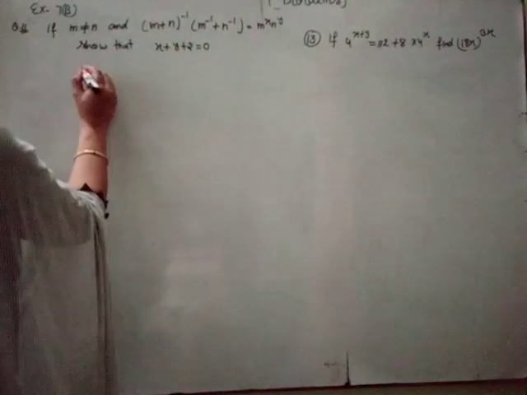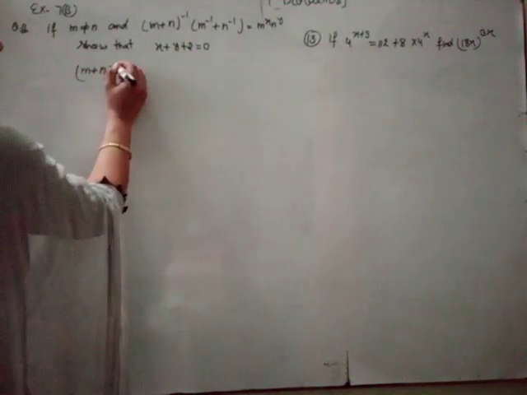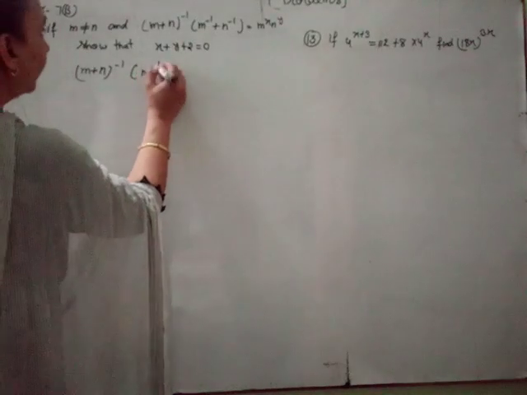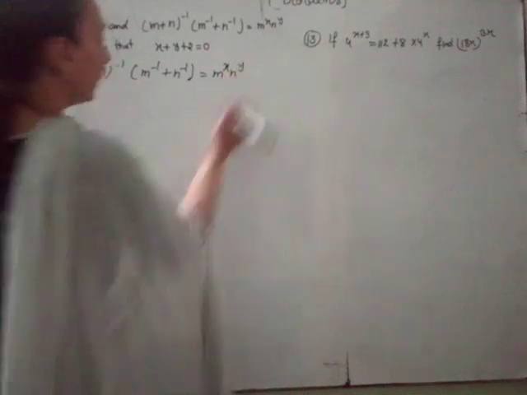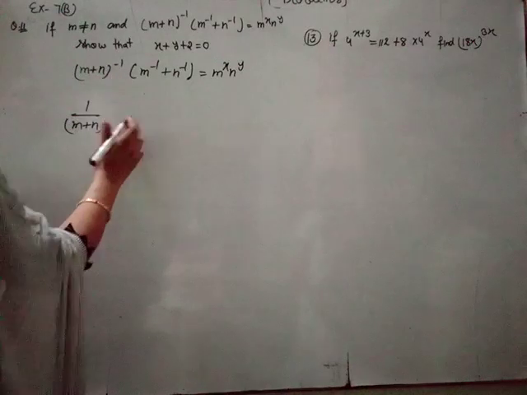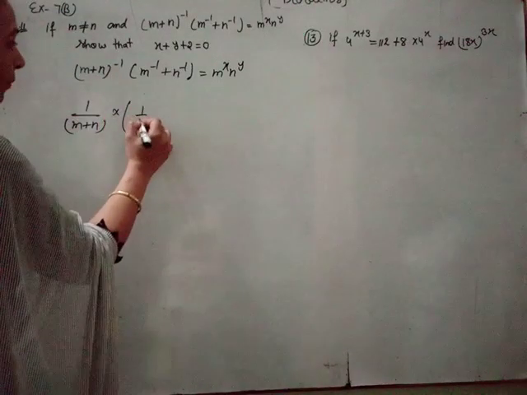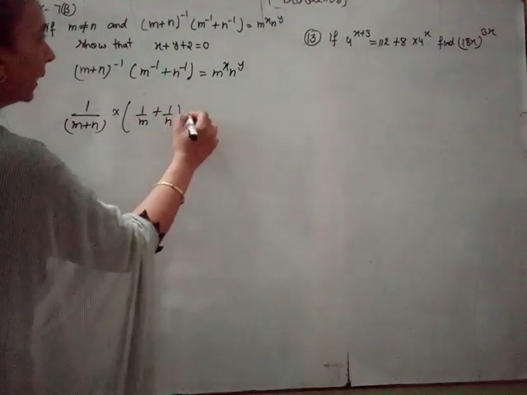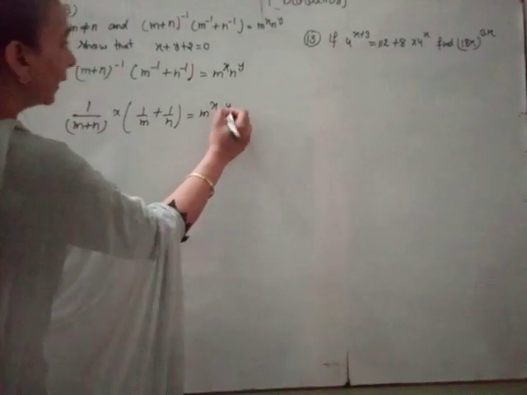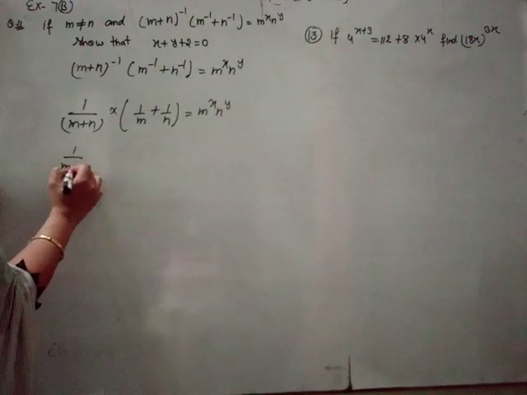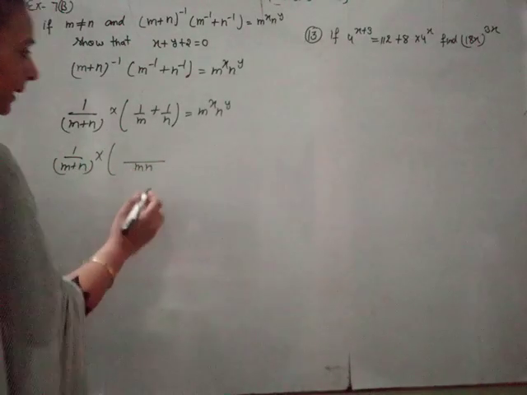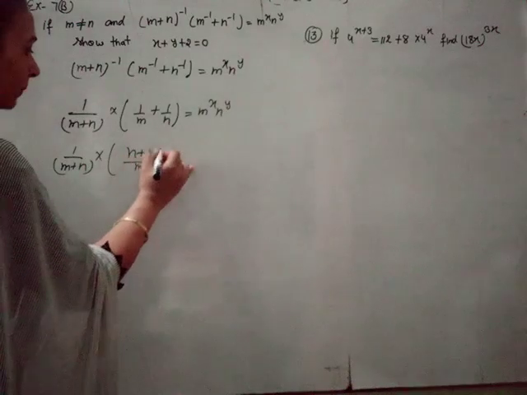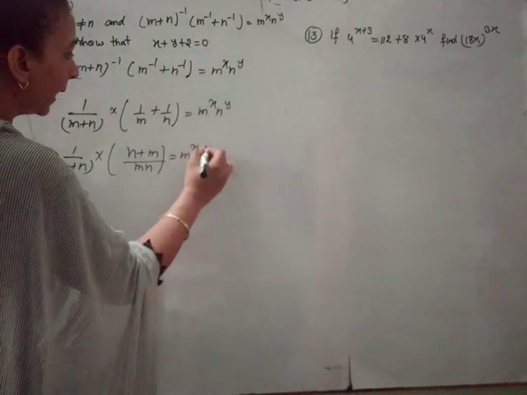Students, we take (m plus n) raised to the power minus 1 into (m raised to the power minus 1 plus n raised to the power minus 1), and this equals m^x n^y. Okay, we write this m plus n, into 1 by m plus 1 by n, equals m^x n^y. 1 by (m plus n) as it is, into, we take the LCM, which is mn, then n plus m, and this equals m^x n^y.